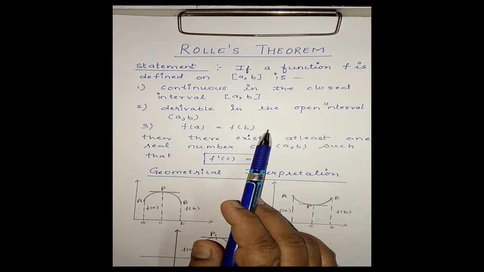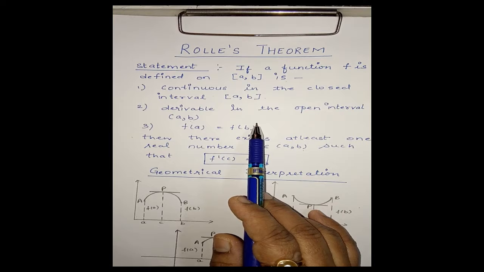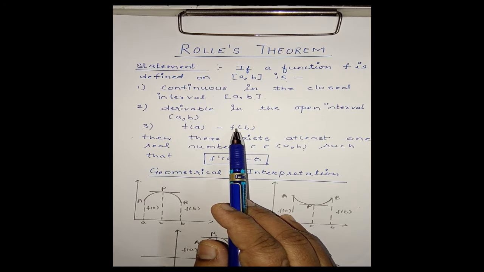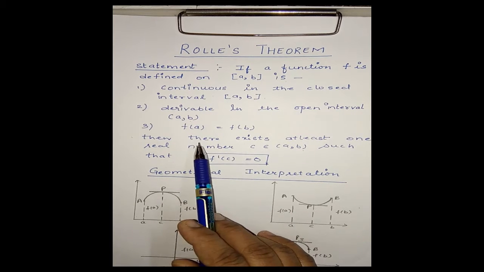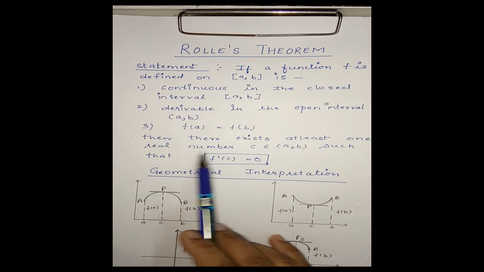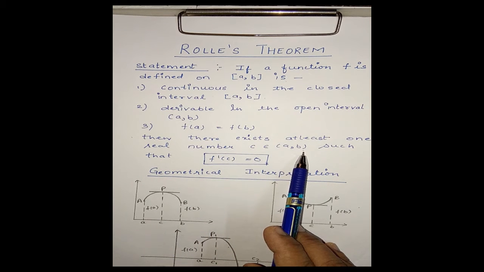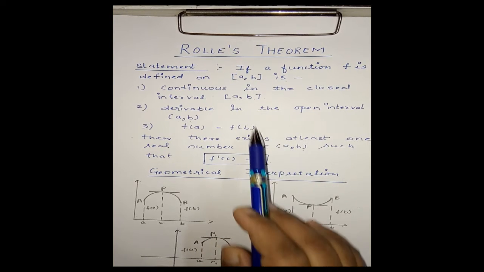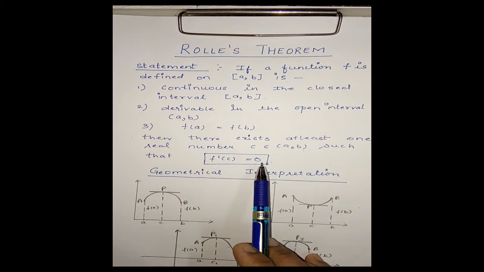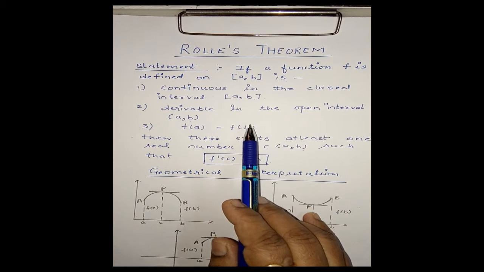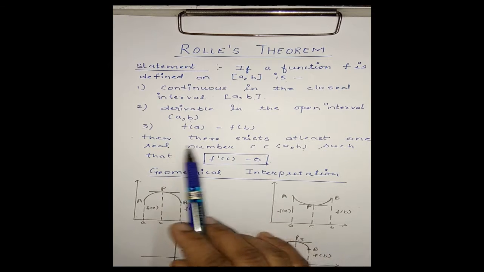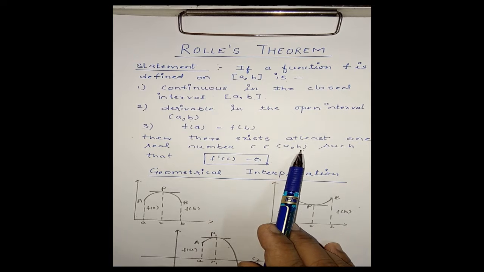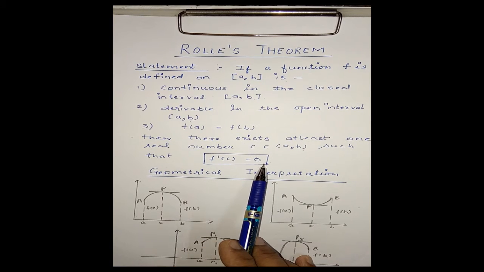This is the second condition. Third is f(a) is equal to f(b). These are the three conditions. If all these three conditions are satisfied, then Rolle's theorem guarantees that there exists at least one real number c in the open interval (a, b) such that f'(c) is equal to 0. These are the three conditions and this is the conclusion.